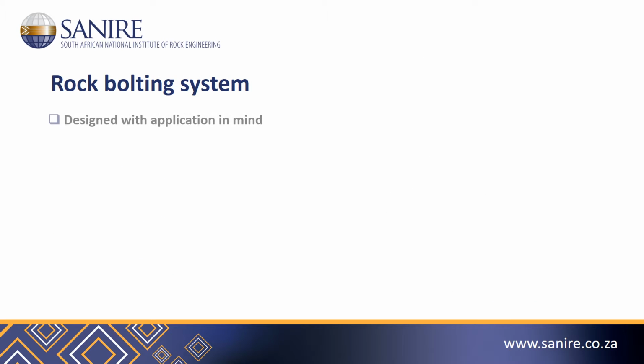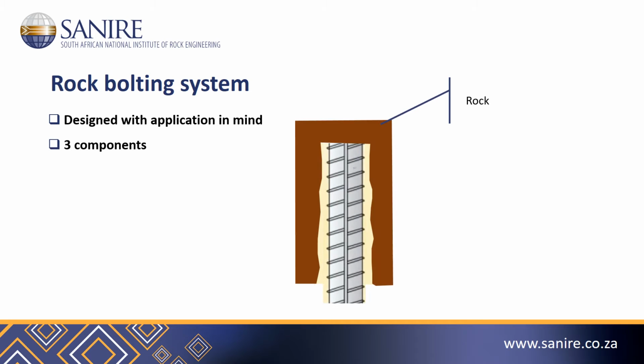Looking at the bolting system, firstly we need to design with the application in mind. So why do we need to do the bolting? What are we going to support and how are we going to do the supporting? The three components within the system will then of course include the rock itself, the tendon which needs to be installed, and the resin which will apply the glue between the two outside components.